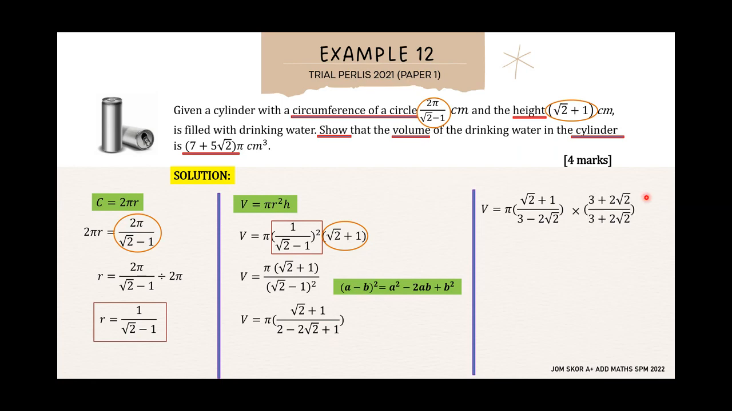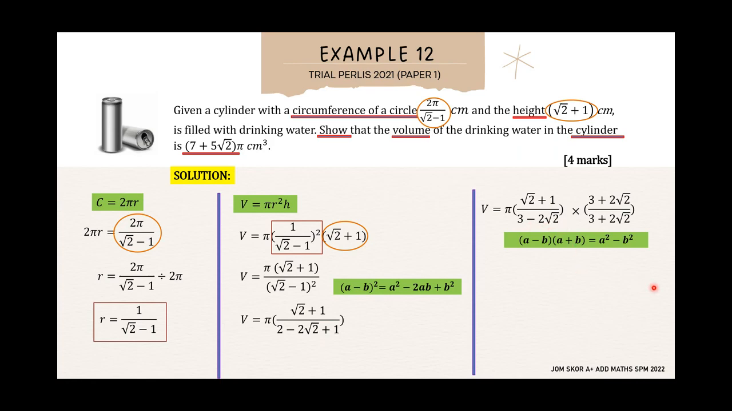Okay, nampak tak saya darabkan dengan conjugate set yang sama. Numerator, denominator adalah conjugate set. Darabkan. So, di bahagian denominator, teacher ada A minus B darab dengan A plus B. Kita boleh guna A square minus B square. Okay, A adalah 3. B adalah 2 set 2.